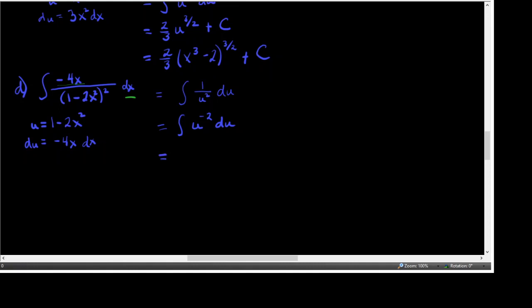And the antiderivative, we're going to increase the power by 1, which makes it negative 1, not negative 3, be careful. Divided by negative 1 is the same thing as times negative 1 plus c. And that's the same thing as negative 1 over u. Usually we don't want our answers to have negative exponents either. And so that will be negative 1 over 1 minus 2x squared plus c.